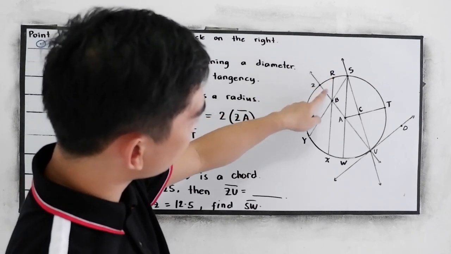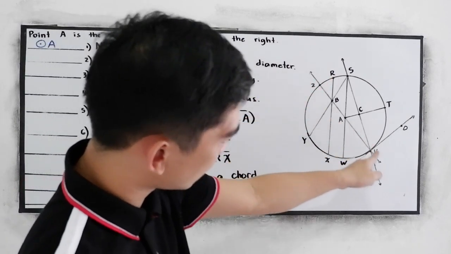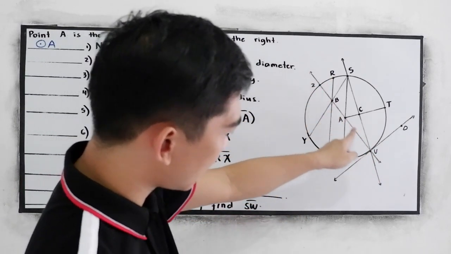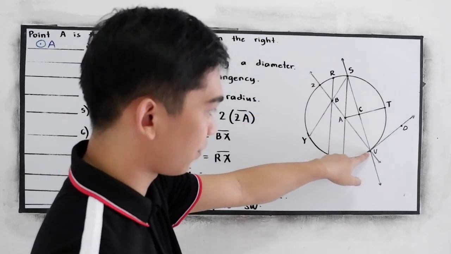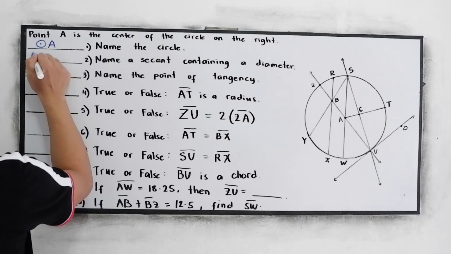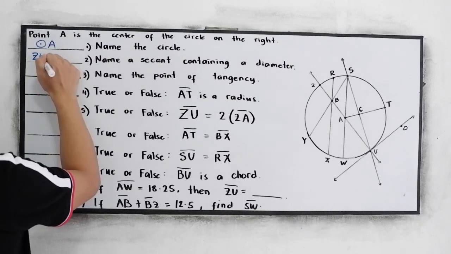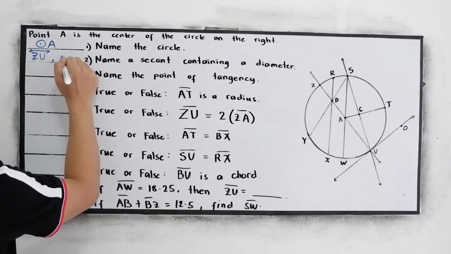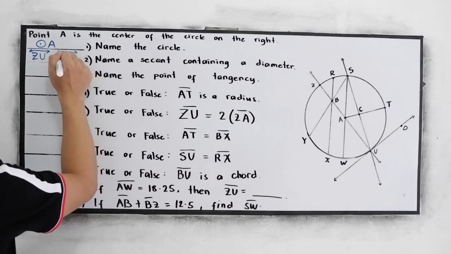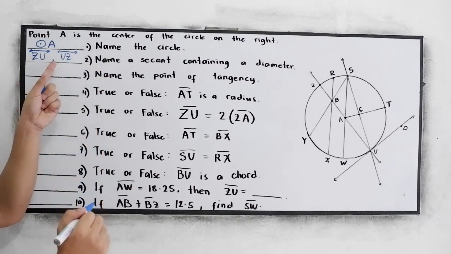Name a secant containing a diameter. So we have ZU. Don't forget our symbol for line ZU. Or it can be UZ. It's okay, ZU or UZ.